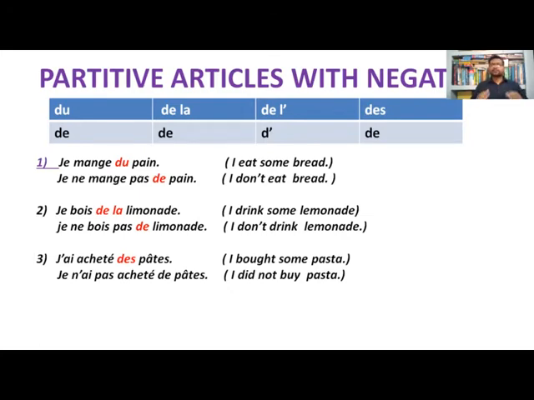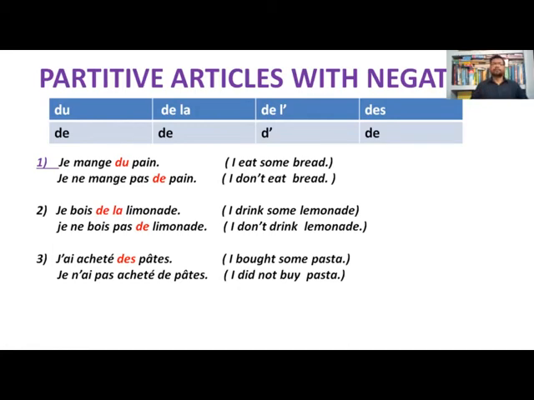So, je n'ai pas acheté du pain. Je n'ai pas acheté du pain. Here you also consider the reading pattern, how you will read here, because the word starts with a vowel, you will use the sound here. Je n'ai pas acheté du pain.